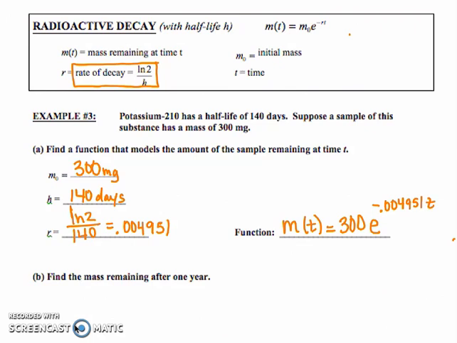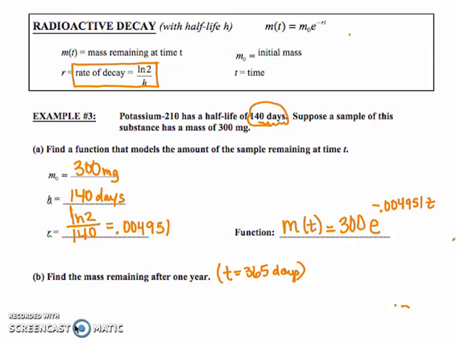Then part B says, find the mass remaining after 1 year. Remember our t here is in days, because our half-life was given as 140 days. So that's important. You might want to underline that or circle it in the problem so you remember that your time here is in days. So if we want to find the mass after 1 year, then our time period is going to be 365 days. So that's what we're going to be plugging in for our t value.